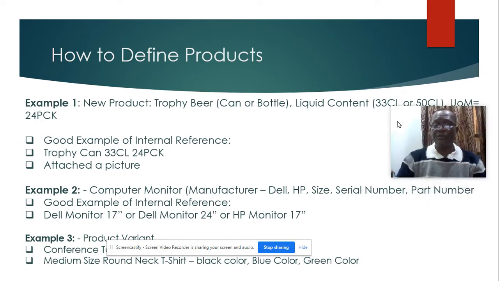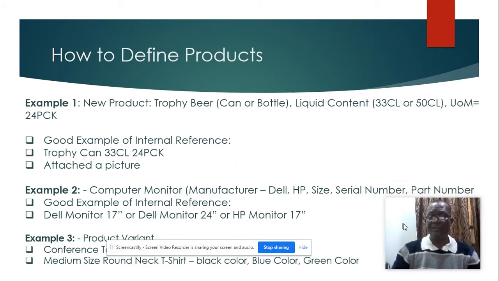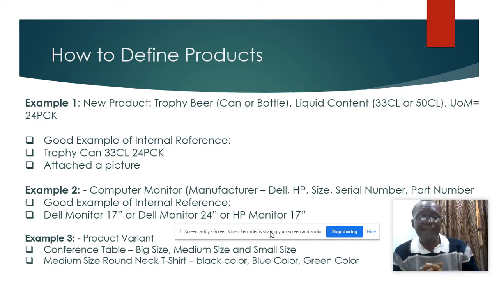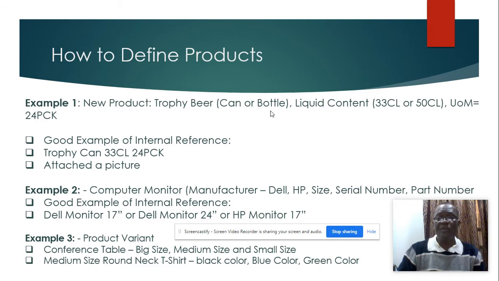Before we start defining products, I'd like to talk about this briefly. When you buy the product, we usually get a consultant to work with you because there are basic things that you need to know in defining a product in the SmartDrive ERP. Let's do some examples before we actually go into the system. For instance, if I want to define a new product, say Trophy beer, Trophy beer can be in can, it can also be in bottle, so that has to come in when you're doing the name.